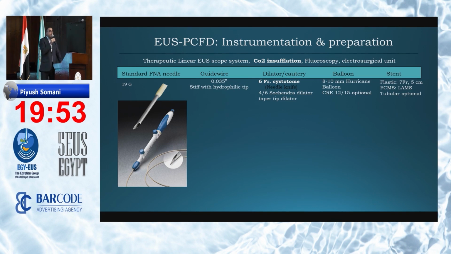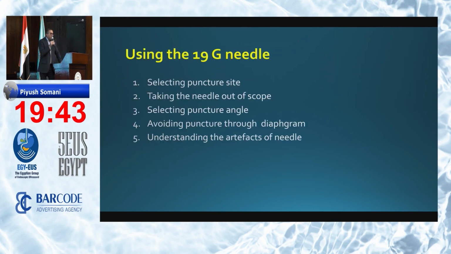We can use a 6 French cystotome. We can use a 10 French cystotome from Cook also. 8.5 French can also be used. We can use a dilator, and obviously it is important to use the pusher also if you want to put 2 wires. Now these are the technical parts, how we should use the needle. Although it looks easy, as I was telling initially, there is a way to use the needle also to prevent any complication when we are using the 19 gauge needle.